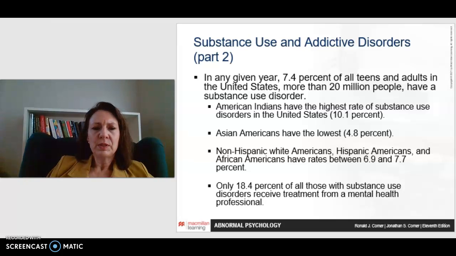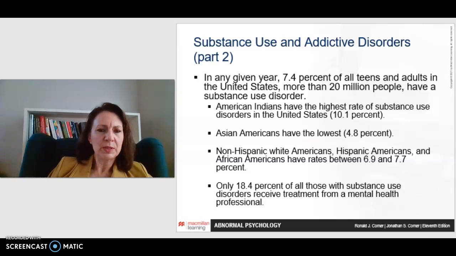In a given year, 7.4% of teens and adults, more than 20 million, have a substance use disorder. American Indians have the highest rate of substance use disorders. Asian Americans have the lowest. Non-Hispanic white Americans, Hispanic Americans, and African Americans are in the mid-ranges. And only 18% of those with substance use disorders receive treatment from mental health professionals.